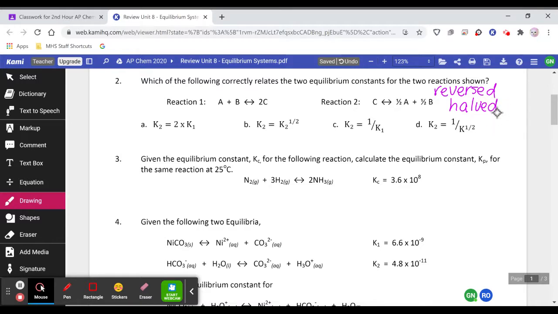And so when we reverse the reaction, we would take the inverse of our K. And then since it's halved, we're going to raise it to the half power. And so we would have K sub C prime, our new one, would be equal to 1 over the original raised to the 1/2 power. And so that would be answer D.